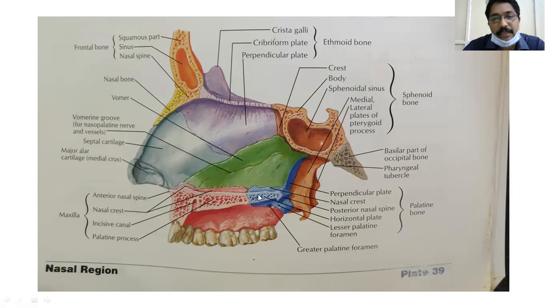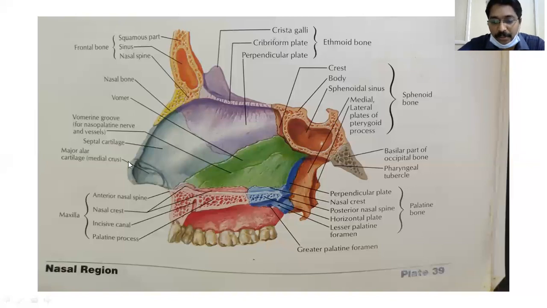It has the horizontal part of the palatine bone and the vertical part of the palatine. This blue part you can see, no? Here the floor of the nose is formed by this palate. I mean to say, anterior 3/4 by the palatine process of the maxilla, and posterior 1/4 by the horizontal part of the palatine bone. Here you can see the greater and lesser palatine foramens. This is the incisive canal.